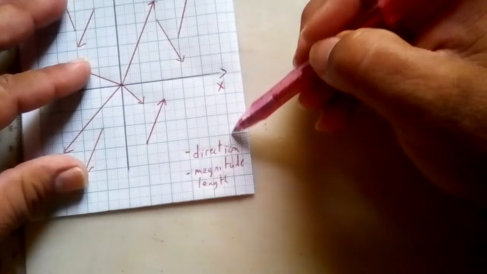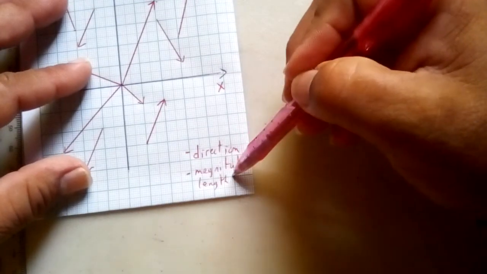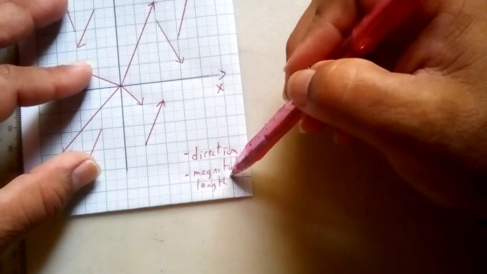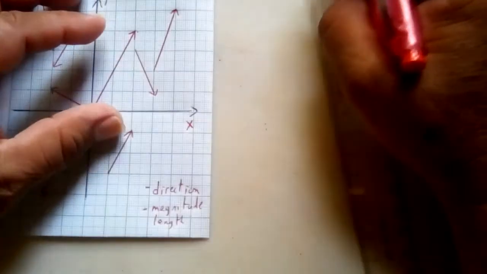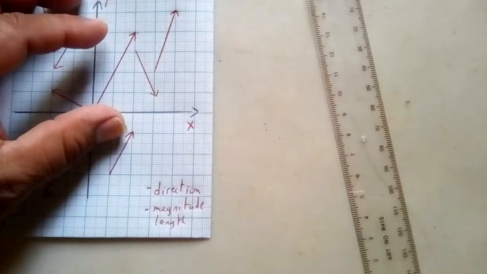So vectors have direction and magnitude, or length. Another word for magnitude is length. Why? Because you can take a measuring ruler or some measuring stick and measure that of a vector.